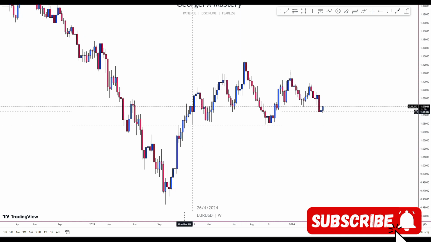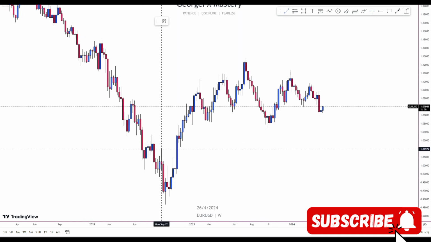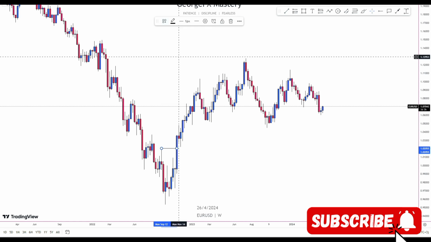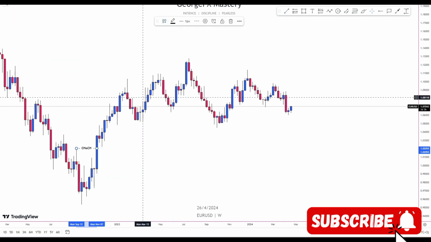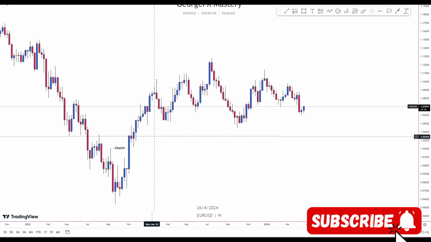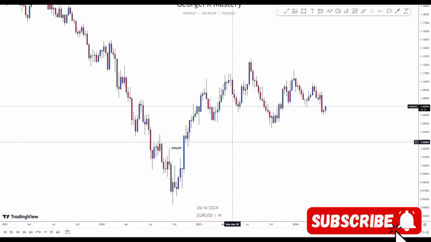Now you can see right here, there was this change of character. I'm going to call it a change of character because I use change of character to differentiate between major breaks and minor breaks. So for this one, whichever I name a change of character, just know it's not a major one. Whichever I name a market structure shift, that is a major one.